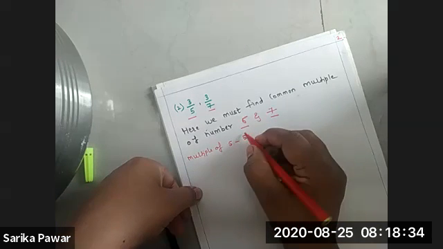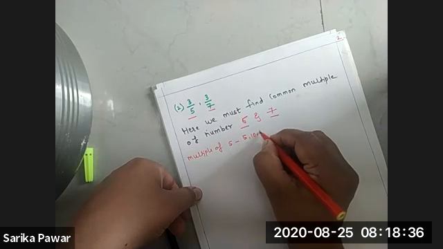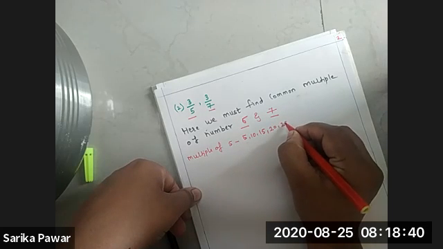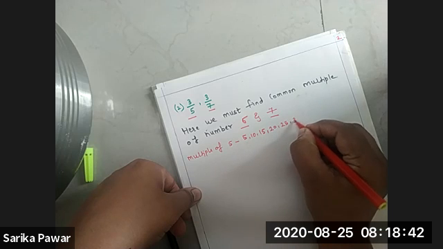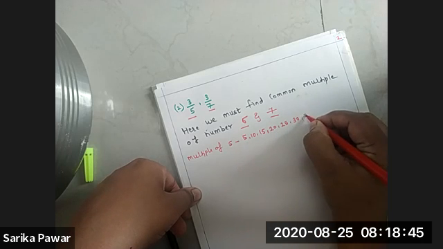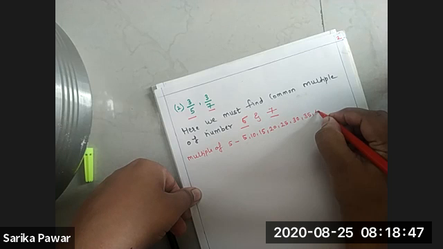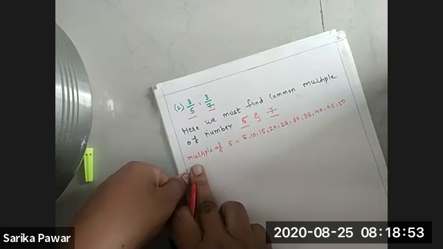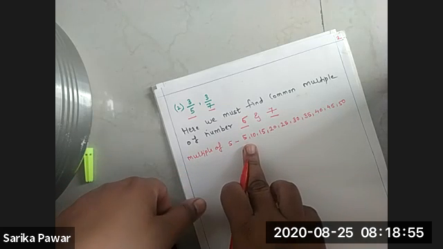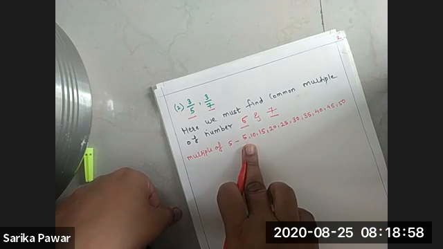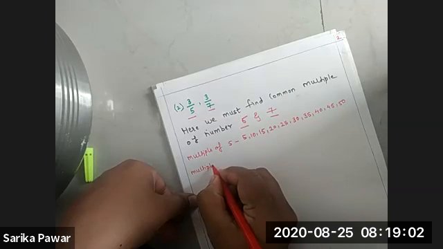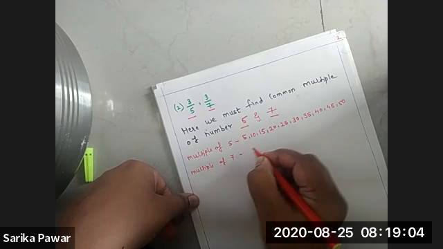5 1s are 5, 5 2s are 10, 5 3s are 15, 5 4s are 20, 5 5s are 25, 5 6s are 30, 5 7s are 35, 5 8s are 40, 5 9s are 45, 5 10s are 50. In that way, I wrote the multiples of 5. In the same way, we have to write the table of 7, that is, we have to find the multiples of 7.